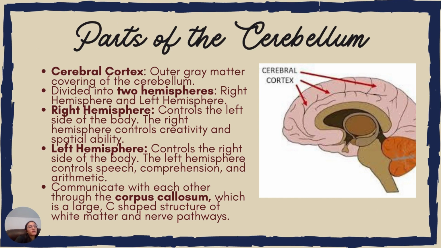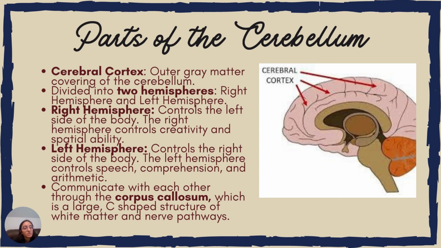First, we're going to discuss the parts of the cerebrum. The cerebral cortex is the outer gray matter covering of the cerebrum. It is divided into two hemispheres, the right hemisphere and the left hemisphere. The right hemisphere controls the left side of the body, and the left hemisphere controls the right side of the body. Generally, the left hemisphere controls speech, comprehension, and arithmetic. The right hemisphere controls creativity and spatial ability.